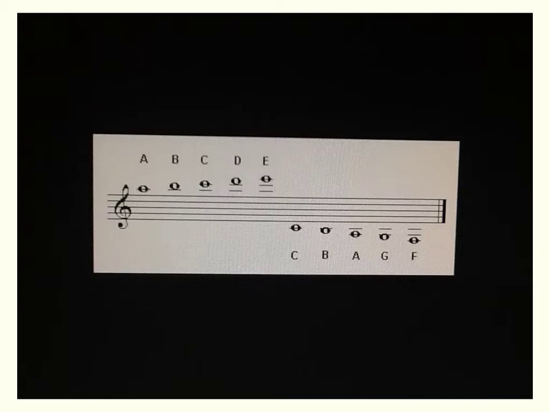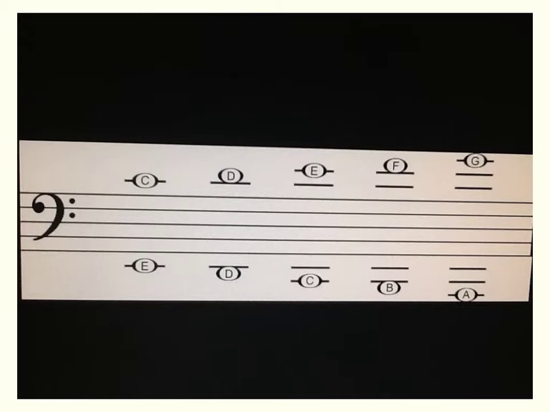In order to identify the notes above and below the treble staff with ledger lines, continue with the musical alphabet: A, B, C, D, E, or backwards, C, B, A, G, and F. Again, this is our middle C. With the bass clef, starting with our middle C, going up: C, D, E, F, and G, or down: E, D, C, B, and A.